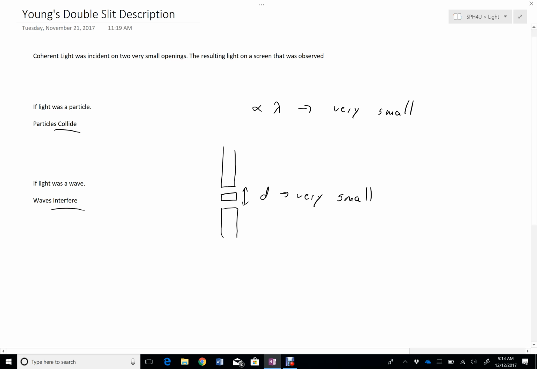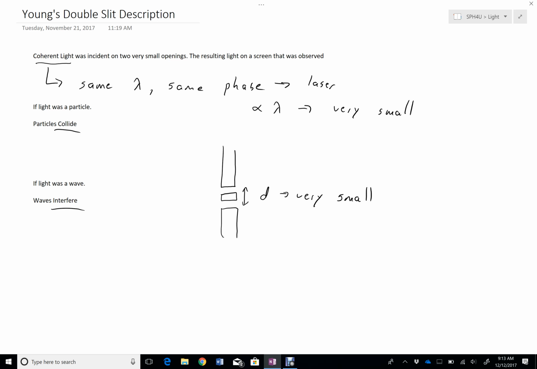And he also needed a coherent light source. Recall from previous that coherent means same wavelength and same phase. So coming up with a coherent light source, again in the time when this is done, was very difficult. Now we could simply use a laser and we would get a coherent light source right away. And because we have that ability, this experiment is actually much simpler now.